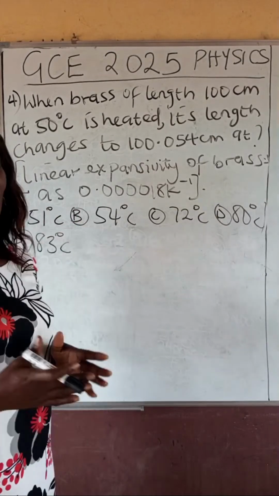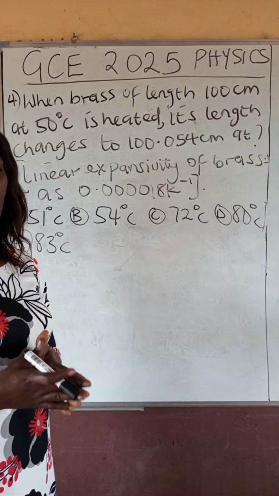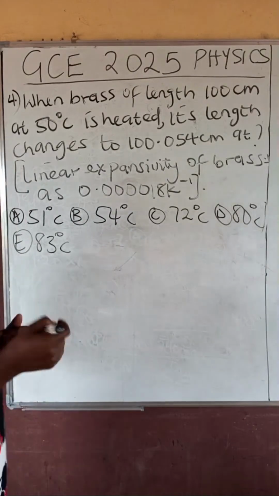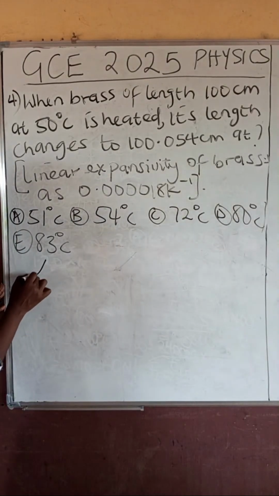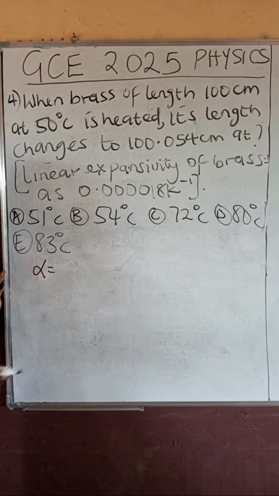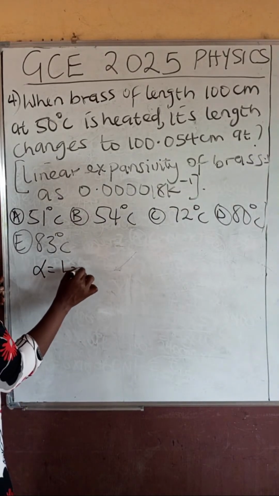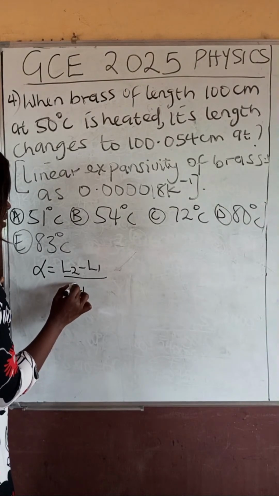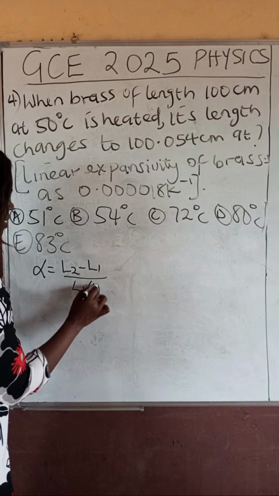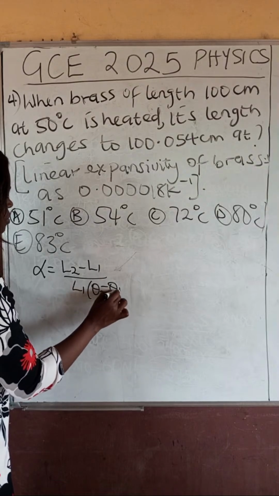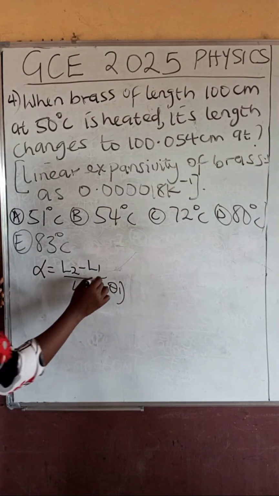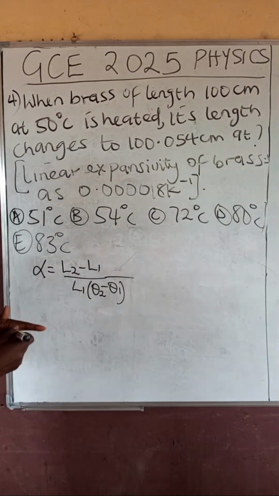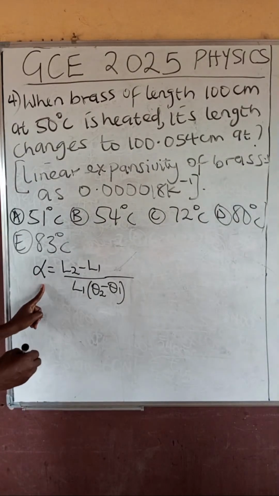So when a body increases in its length, it's said to be linear expansivity. Its magnitude is given by alpha, and alpha is equal to L2 minus L1 all over L1 bracket theta 2 minus theta 1. Now, we have the linear expansivity given.